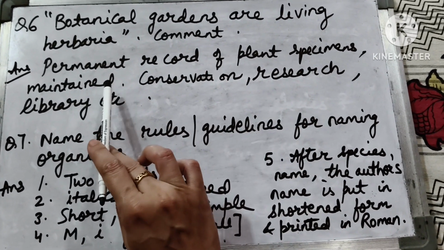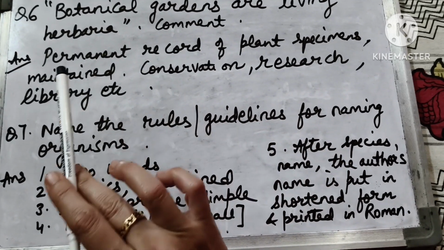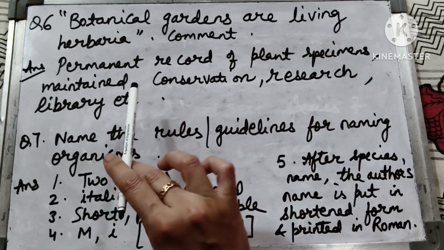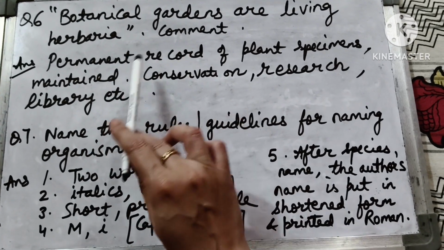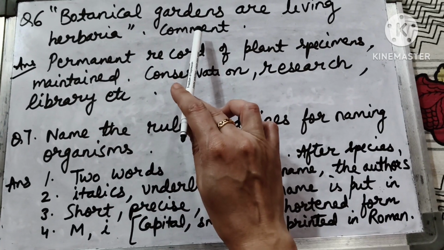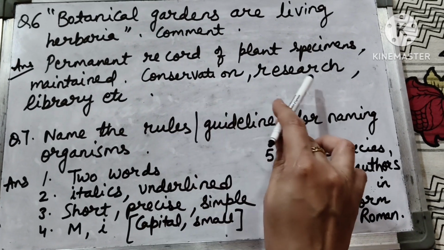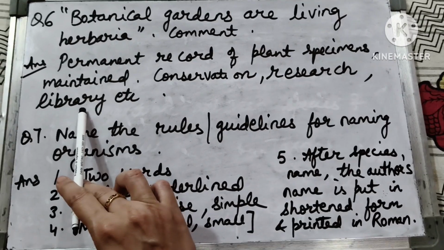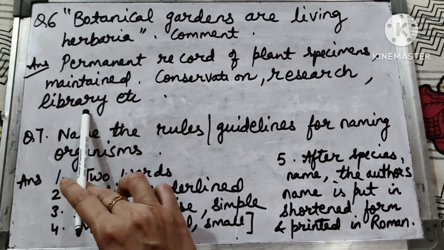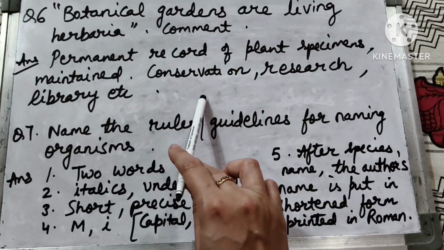They are pasted on the sheets and then covered with a cellophane paper, and it is maintained permanently in herbaria. Similar is botanical garden, and also botanical gardens are used as a source of conservation. They can also be used as research. It is a source of library for the people who want to study more about the plant specimens. So botanical gardens are the kind of living herbaria.